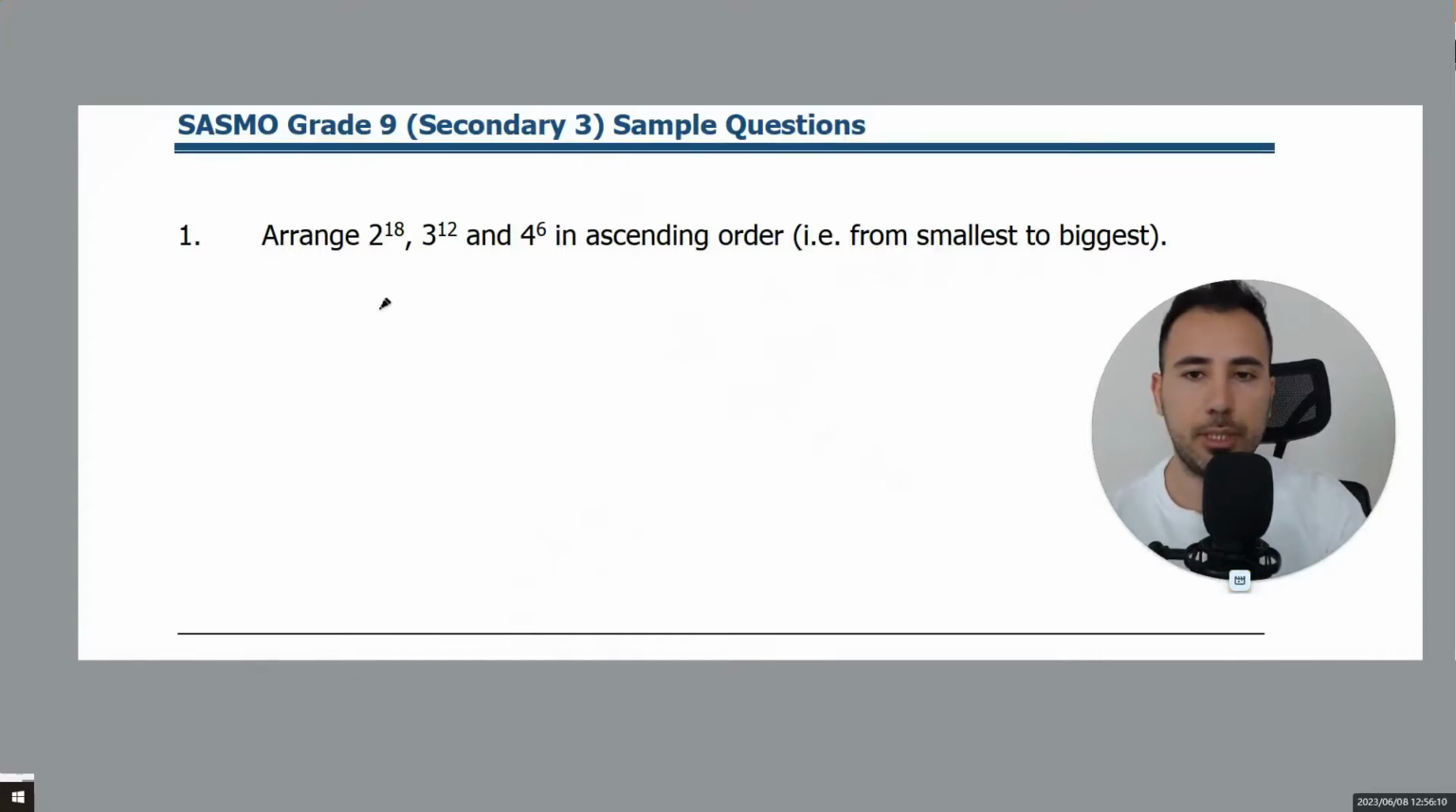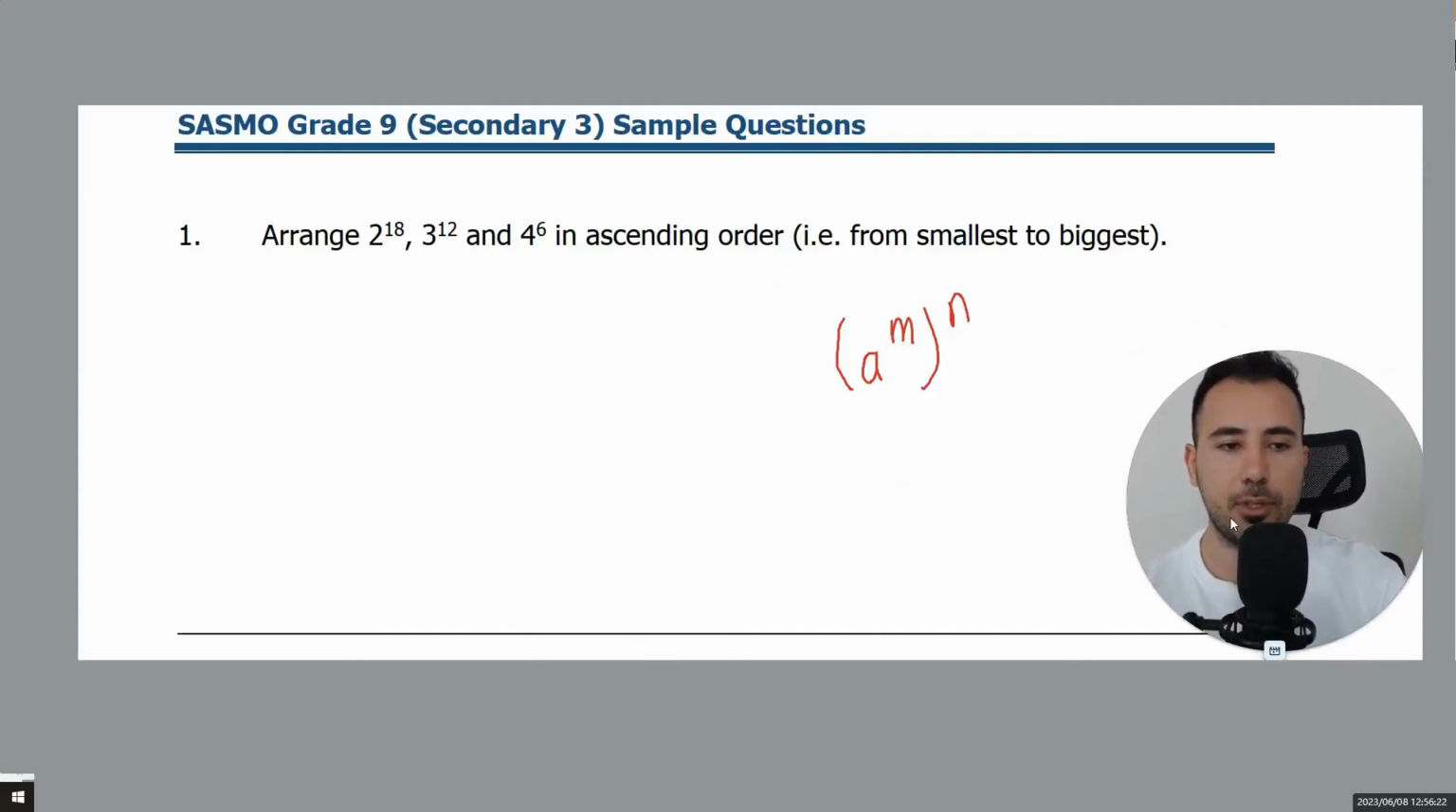So to do this question, you just need to know the power rule, okay? That a to the power of m, raised again to the power of another number n, will be the same as a to the power of mn. So this is crucial to do this question. So let's do this one. This is really small. So 4 to the 6th power.